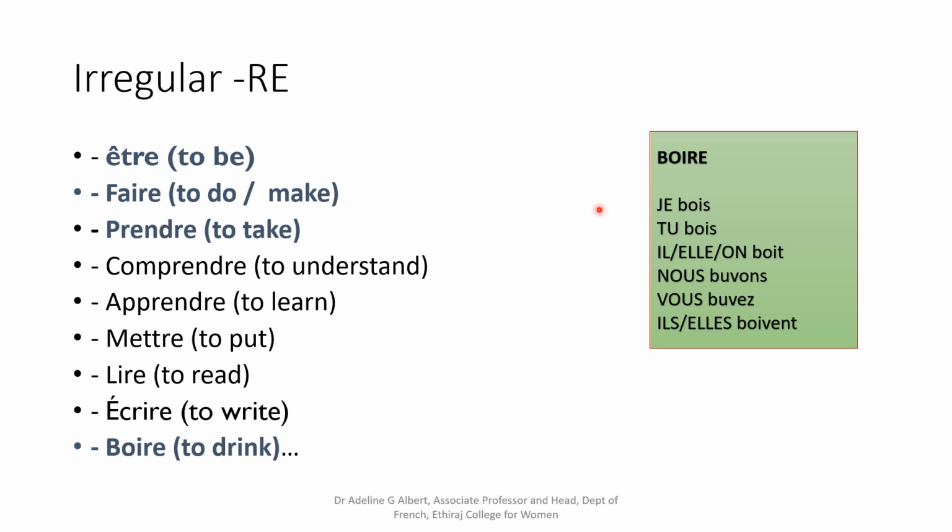See, there's no pattern. Je bois, tu bois, il, elle, on boit, nous buvons, vous buvez, ils boivent, elles boivent. No pattern at all. Shout it out until you memorize it. Je bois, tu bois, il boit, elle boit. Nous buvons, vous buvez, ils boivent, elles boivent.